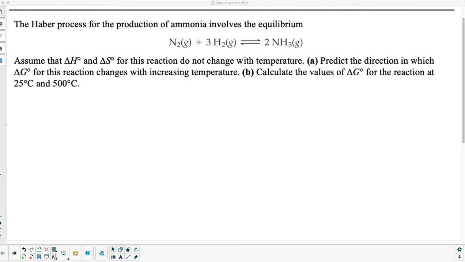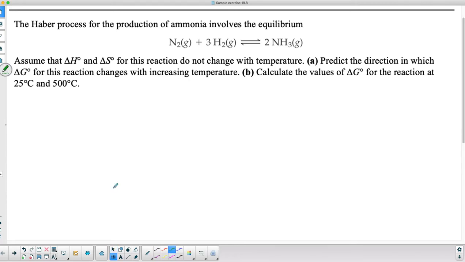Part of sample exercise 19.8 where we talk about the Haber process, such that N2 plus 3H2 yields 2NH3. This is producing ammonia, which is an excellent fertilizer, which is why they're trying to combine plentiful nitrogen gas and hydrogen gas, so that they could improve their farming and produce way more food. So that was the whole idea behind this.